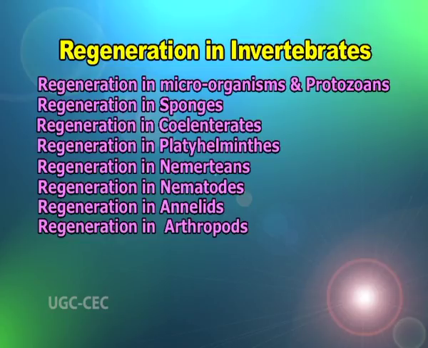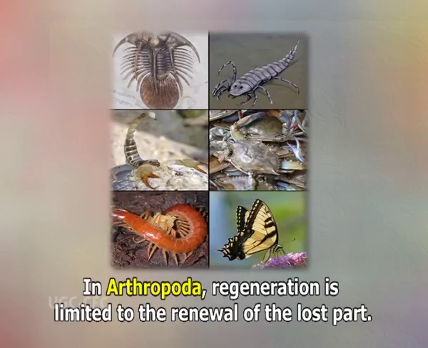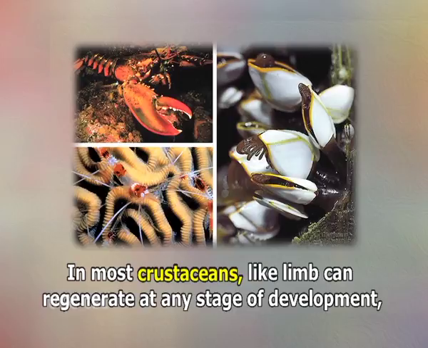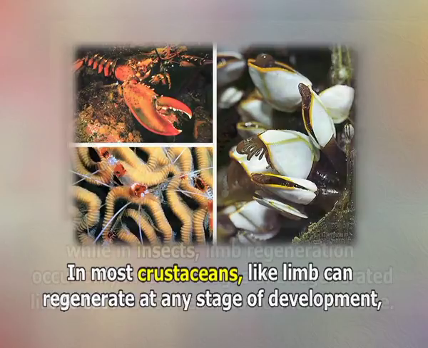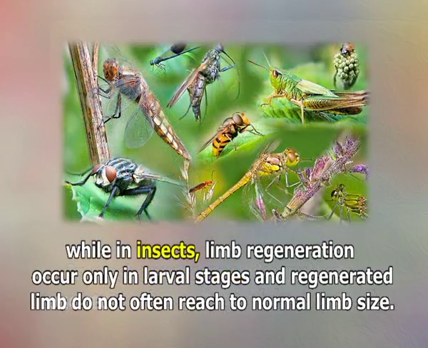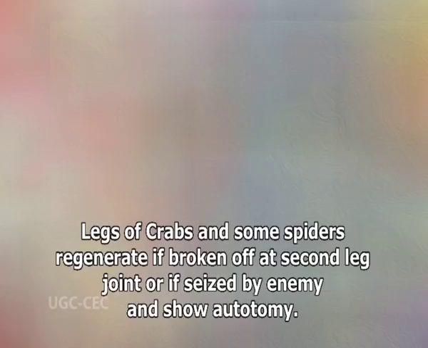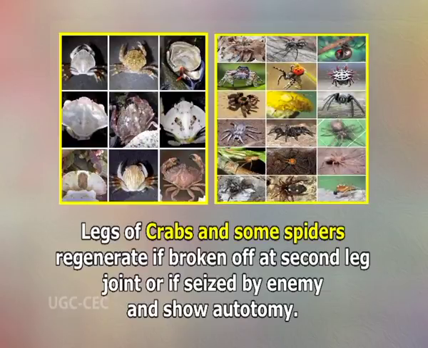Regeneration in arthropods. In Arthropoda, regeneration is limited to the renewal of the lost part. In most crustaceans, limbs can regenerate at any stage of development, while in insects, limb regeneration occurs only in larval stages and regenerated limbs often do not reach normal limb size. Legs of crabs and some spiders regenerate if broken off at the second leg joint or if seized by an enemy, and show autotomy.